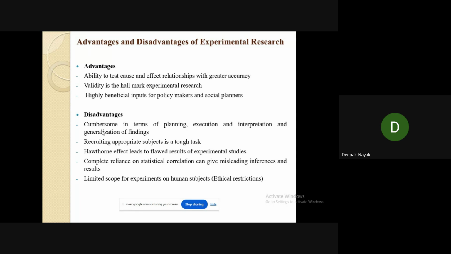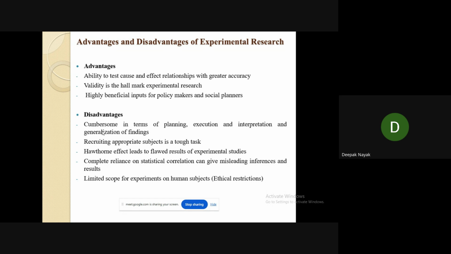Then, in experiments in social science, you have to be very cautious in selecting the subjects on whom you are going to conduct your research. You have to examine all the criteria that match your research objective. Then only the results will be appropriate and accurate for your studies, which is a very tough task in experimental research. Then the other disadvantage in experimental research is the Hawthorne effect.